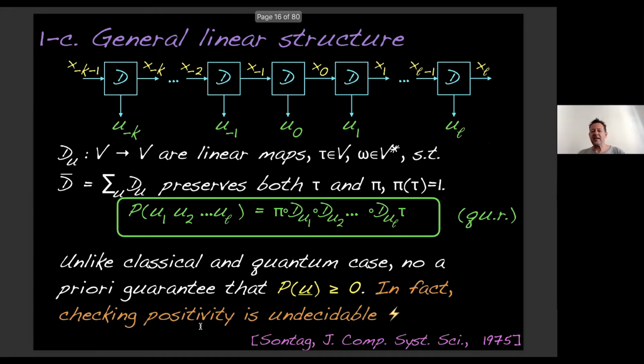And in fact, it's a bad idea to start from this general linear description in the first place, because if I just give you these elements, tau, pi, and those maps, it is actually undecidable whether this p that I get here is always positive or zero. It's a classic undecidable problem.